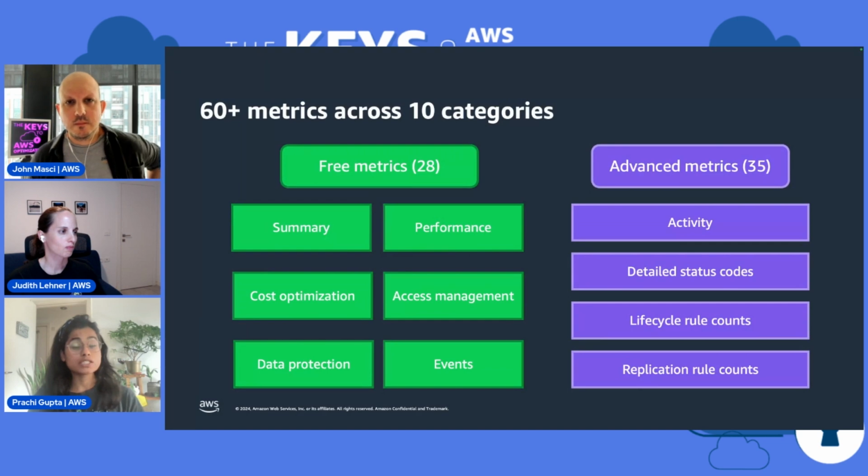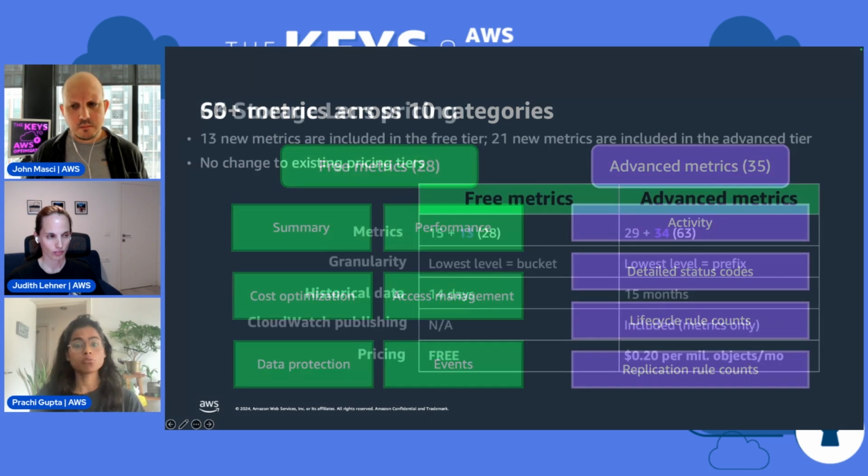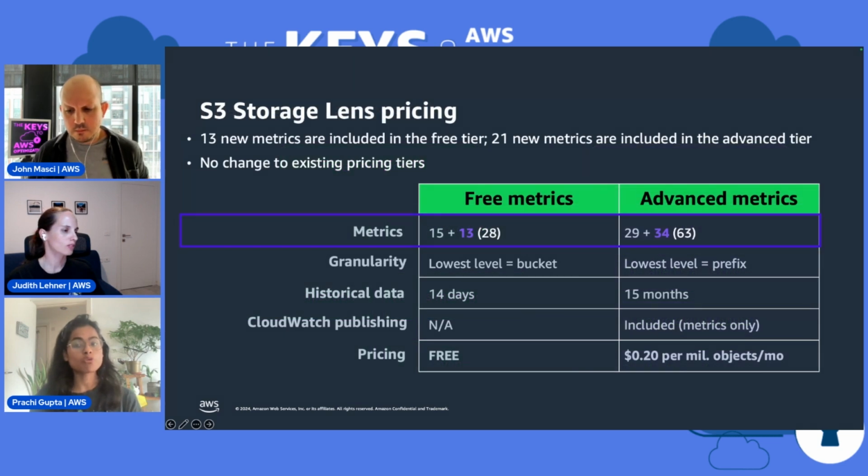Storage Lens contains more than 60 metrics grouped into free and advanced metrics. Within the free metrics, we can analyze usage based on a daily snapshot of your objects, categorized into cost optimization, data protection, access management, performance, and events. Within the advanced metrics, you receive activity metrics such as request counts, advanced cost optimization such as S3 lifecycle rule counts, advanced data protection such as S3 replication rule counts, and detailed status codes such as 403 errors and 5xx errors. This can all be configured in an interactive dashboard to get insights into your S3 data.